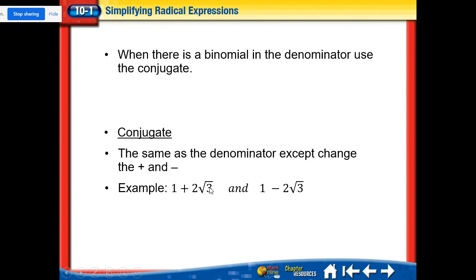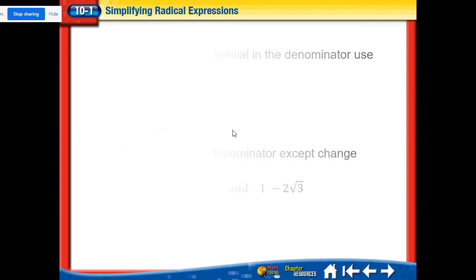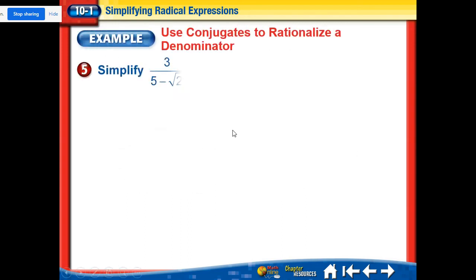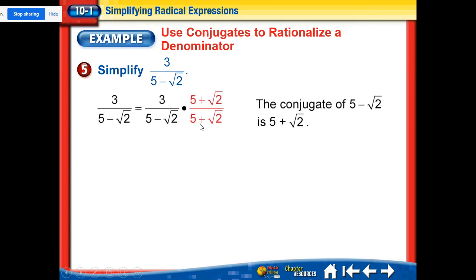Remember, this is what a binomial looks like. It will have to have that plus in the middle or a minus, one of these two. And the conjugate is the other one, and that's what we multiply by. So let's look. So here we have a 3 over 5 minus the square root of 2. I can't just multiply by the square root of 2. It's just going to go ahead and move things around. So I have to multiply by what's called the conjugate. 5 minus the square root of 2 becomes 5 plus the square root of 2.